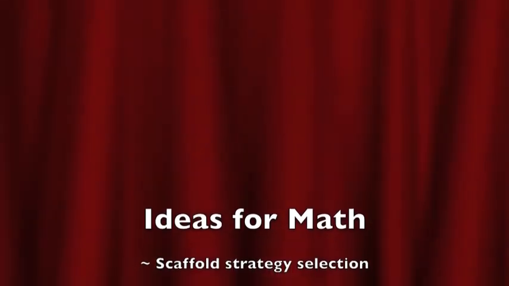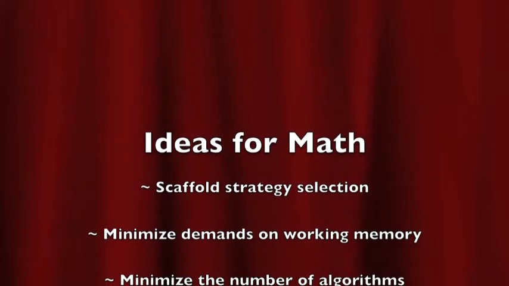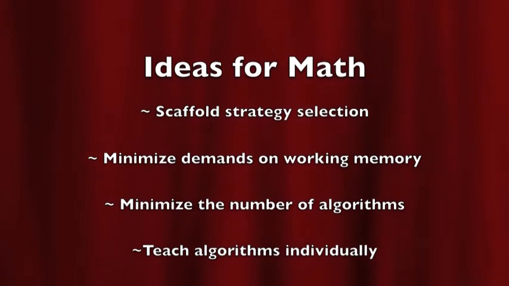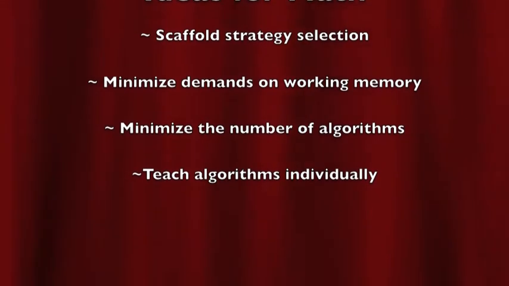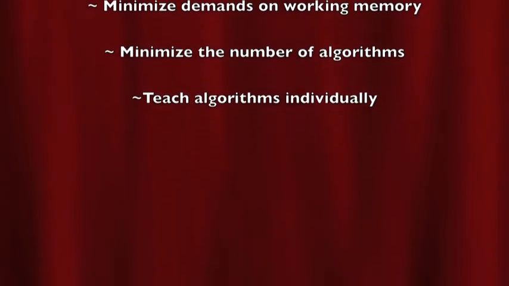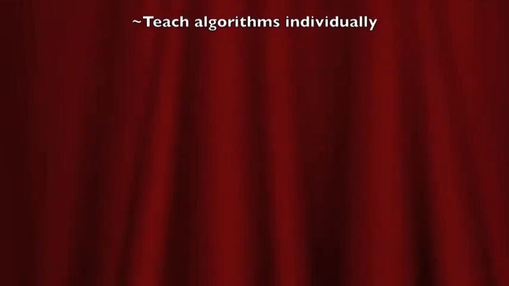Here are some ideas for teaching math to kids with executive function issues. The first, scaffold strategy selection until the student becomes self-directed at strategic problem solving. Second, minimize the demands on working memory. This might be as simple as giving children access to a multiplication chart or a math facts wall. Third, minimize the number of algorithms you teach at a given time, and teach these algorithms both individually and methodically. You may even want to supplement the instruction by using templates or checklists.